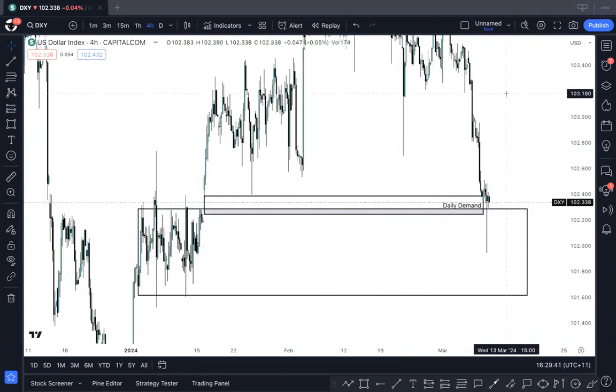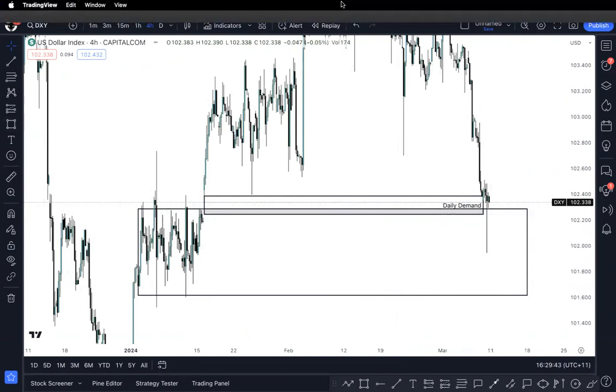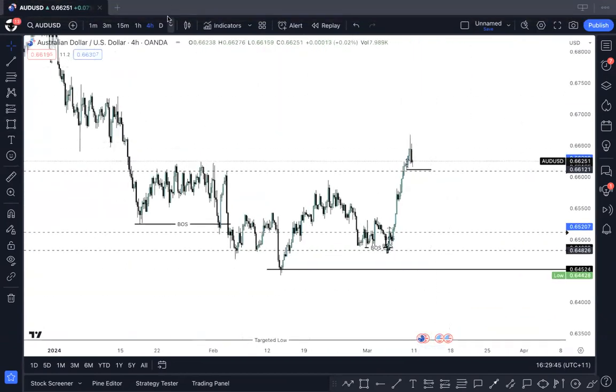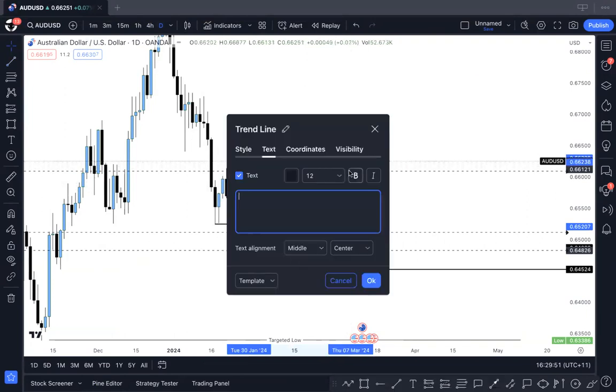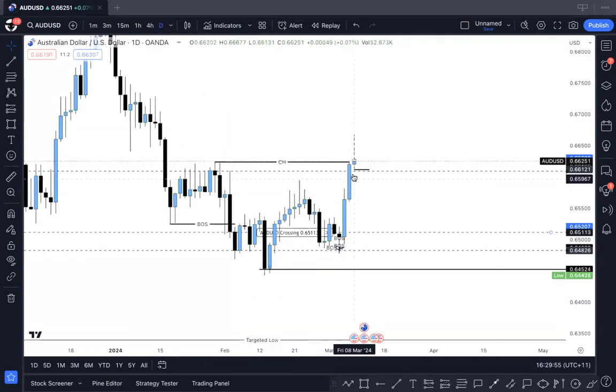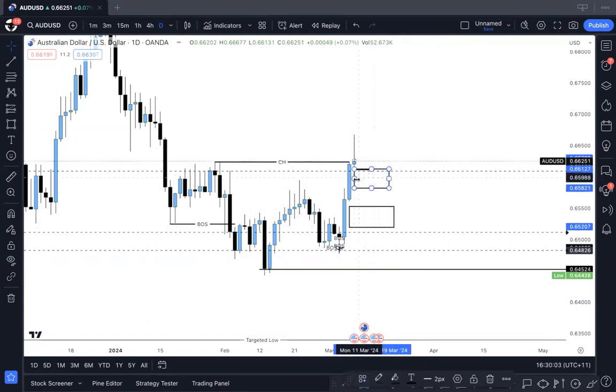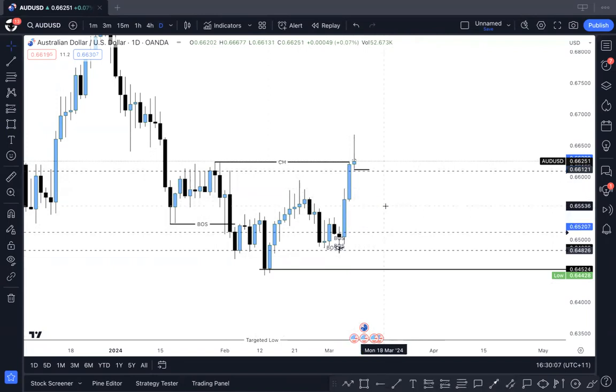But eventually it'll switch. Given everything that we know about having a change of character like this, having imbalance, we have imbalances here and here to fill. I think it's very probable that we'll get sells, and to look for sells on AUD USD.